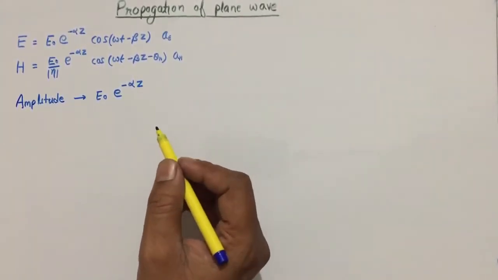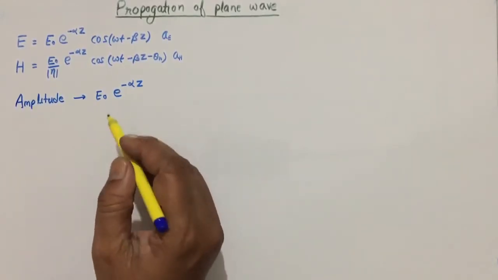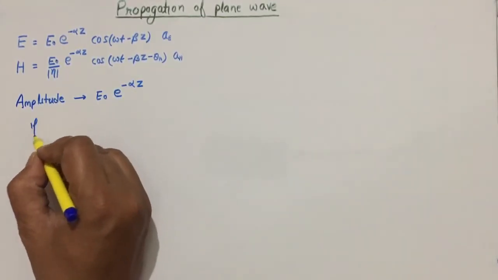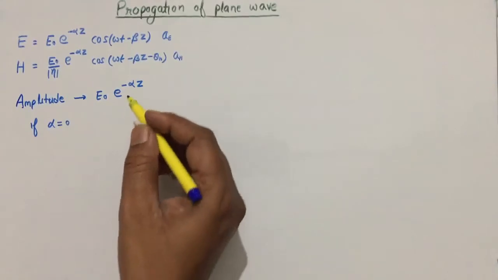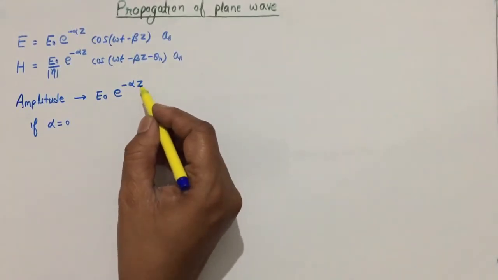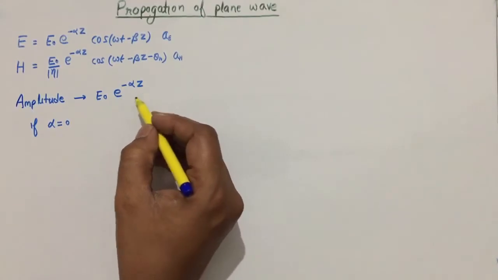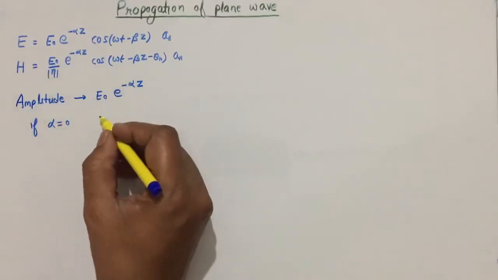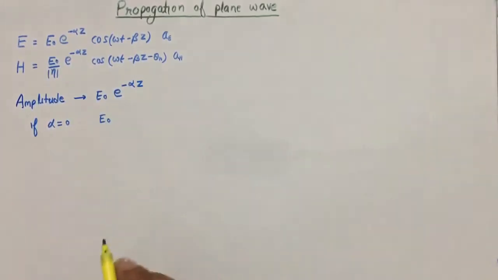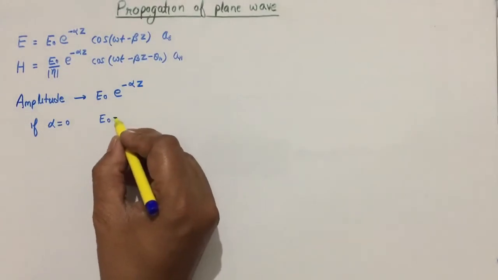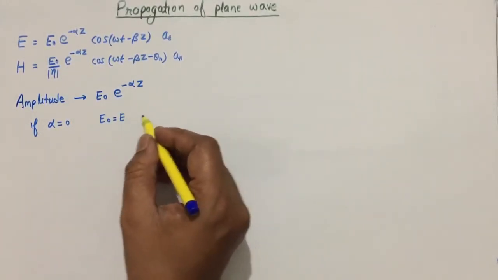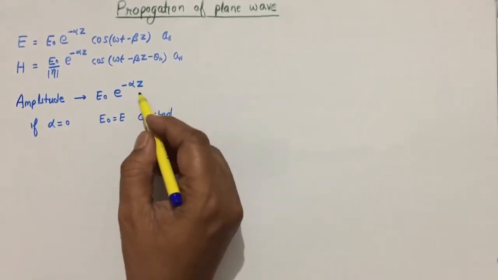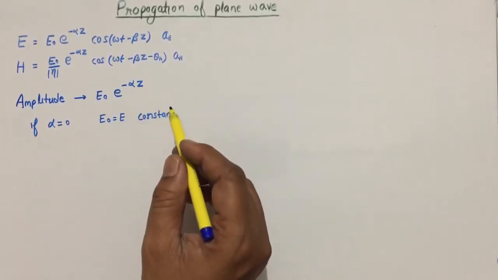Let us analyze this. If alpha is equal to 0, what does it mean? If alpha is 0, then this exponential term will be 1. The amplitude of the E should be equal to E naught. So E will be equal to E naught, that is constant irrespective of the wave propagation.